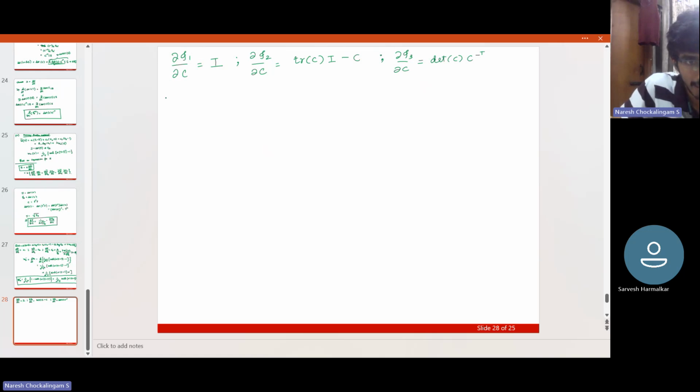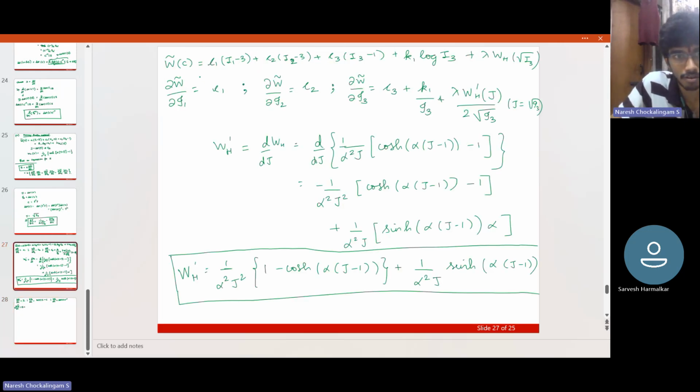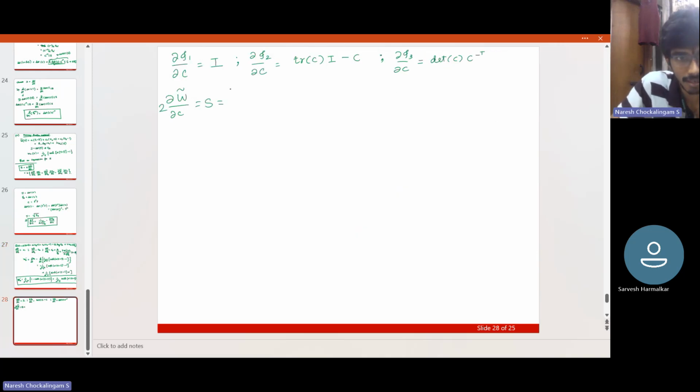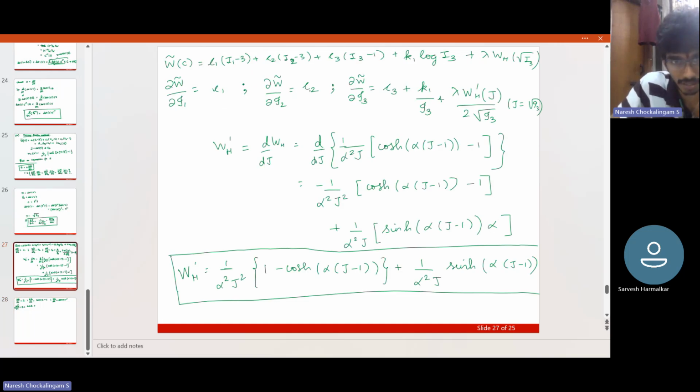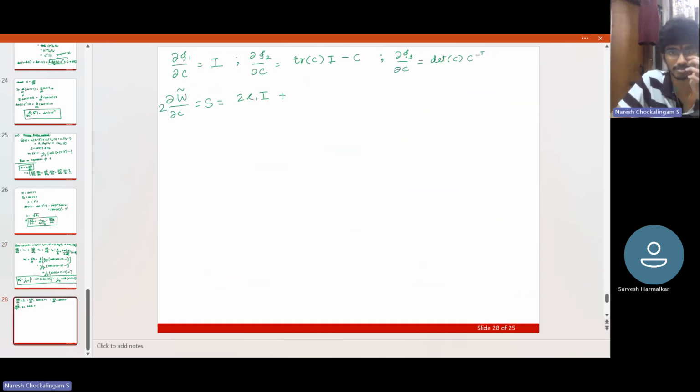Now finally, what is it that we need? We want 2 times dou W with respect to dou C. This gives us the stress, which is equal to the first term, dou W with respect to I1 times dou I1 with respect to C. So it is 2 times C1 I. The second term is dou W with respect to I2 times dou I2 with respect to C. Dou W with respect to I2 is C2, and dou I2 with respect to C is this thing. So we have plus 2 times C2 trace of C, I minus C.